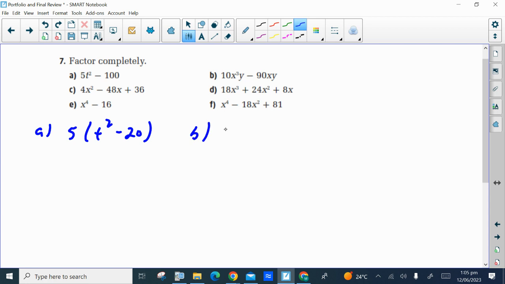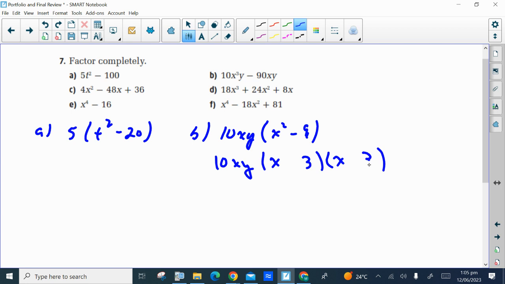Question B, there is a common factor there of 10xy. If you divide the first term by 10xy, you'll get x squared minus. When you divide this 90xy by 10xy, you'll get 9. And that is a difference of squares. X squared minus 9 is a difference of squares. The square root of x squared is x. The square root of 9 is 3. One's a plus, one's a minus. There's the factors for that one. After you factor once, check to make sure it can't be factored again.